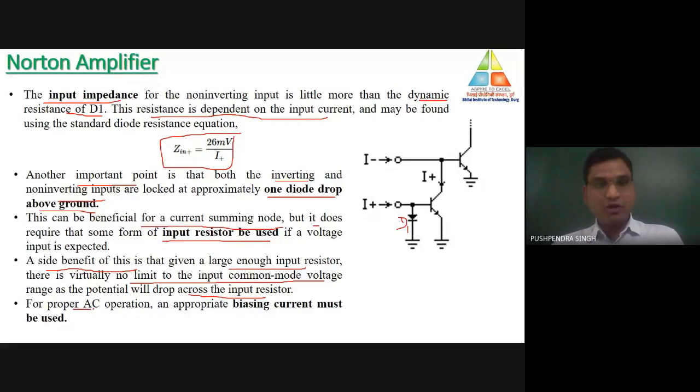And for proper AC operation, the appropriate biasing current must be used. For proper AC operation, what should be the criteria? We need to choose the appropriate biasing current at the input. So we need to set the biasing current.